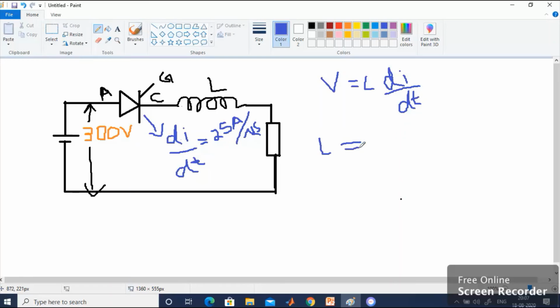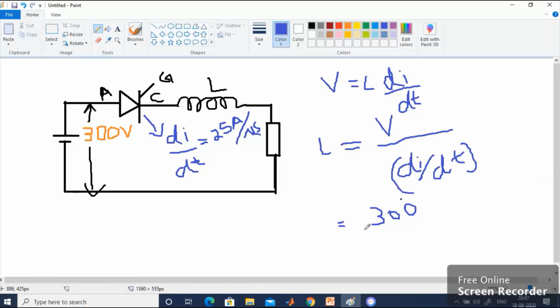L is given by V divided by di by dt. So this will be the answer. Now let us solve. What is V? V is nothing but 300 volt. Then di by dt has been given in terms of 25 ampere per microsecond, so better you convert it into SI unit, seconds.